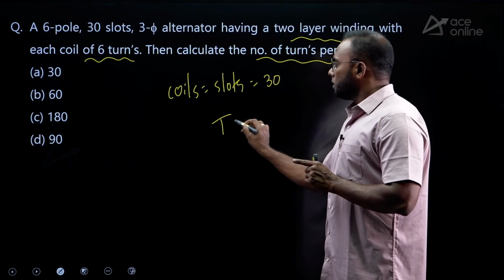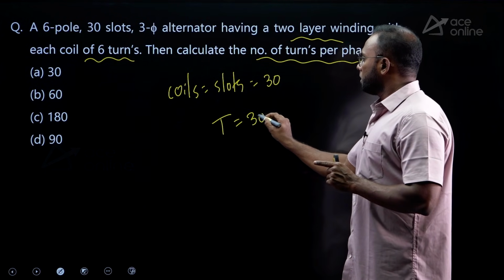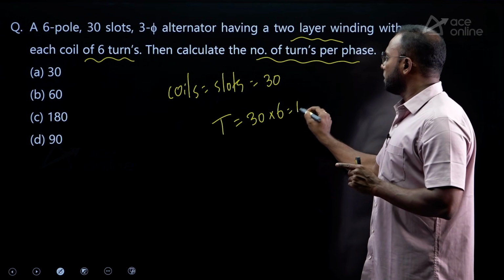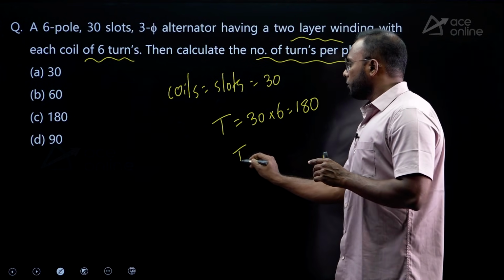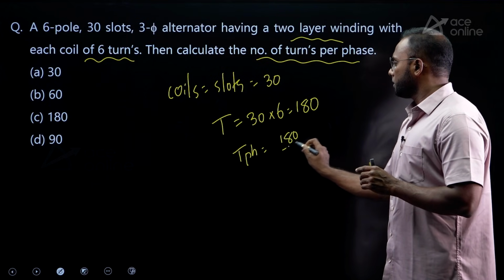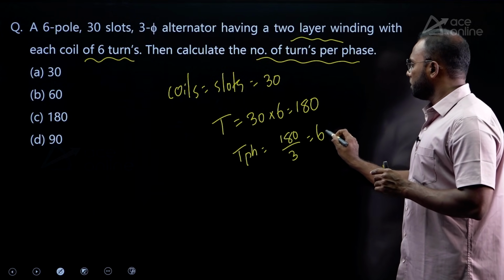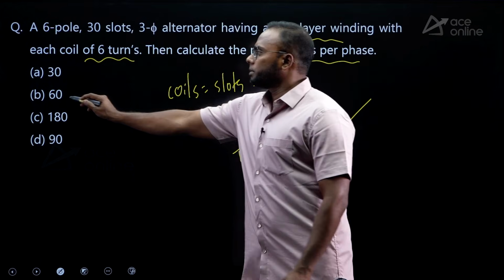Then what is the total turns? Given that each coil has 6 turns, total turns are 30 into 6, that is 180 turns. But they are asking turns per phase. As it is 3 phase, per phase means 180 divided by 3. So the turns per phase is 60 turns, option B is correct.